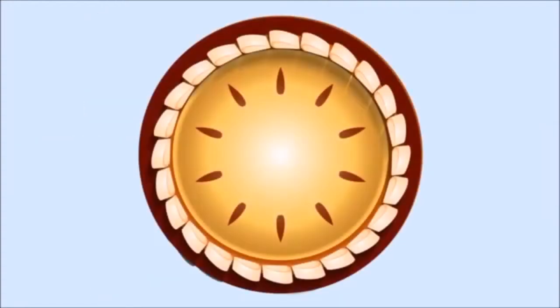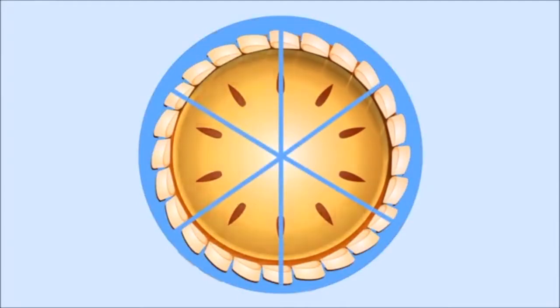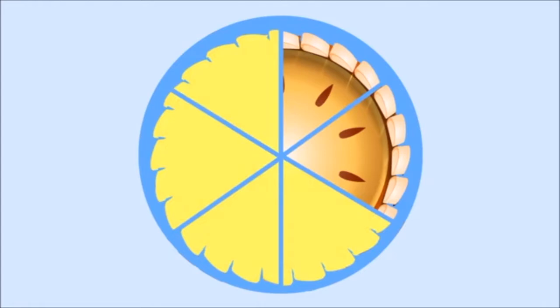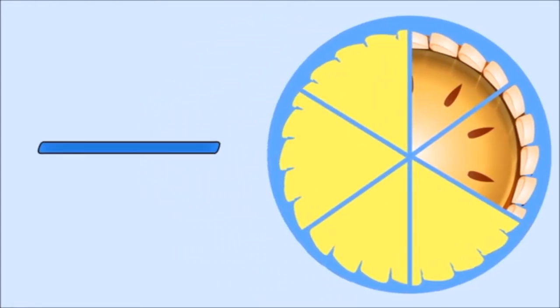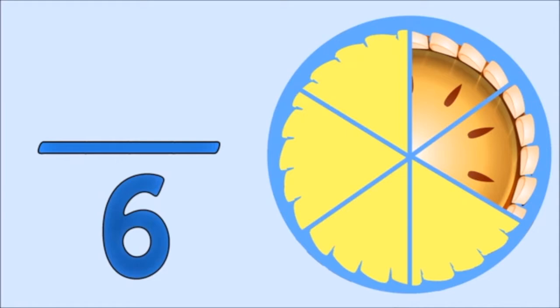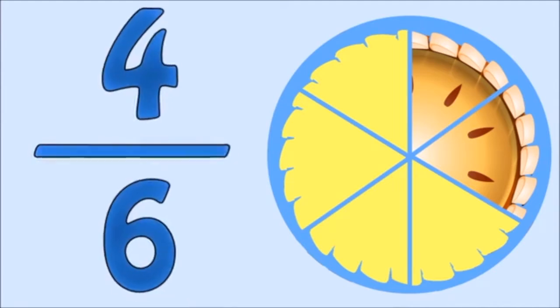Let's try another example. This pie is divided into 6 pieces, and you eat 4 pieces of it. If there were 6 pieces of pie and you eat 4, what is the denominator of your fraction? That's right, 6. What is the numerator? Yup, it's 4. That means that you ate 4/6 of the pie.